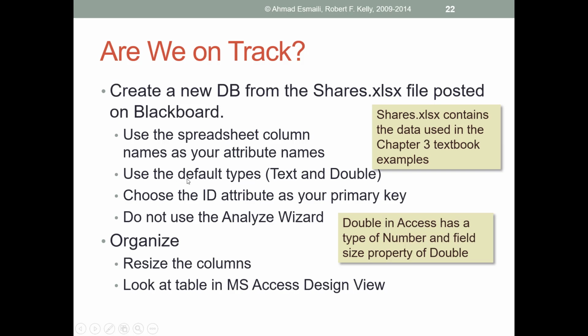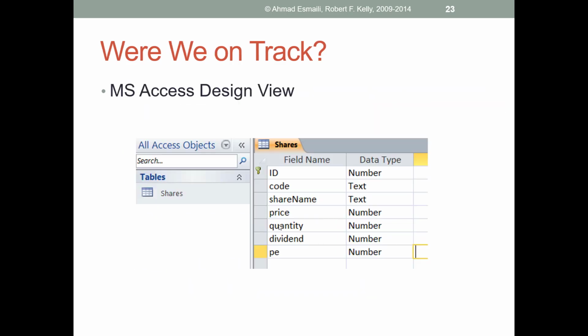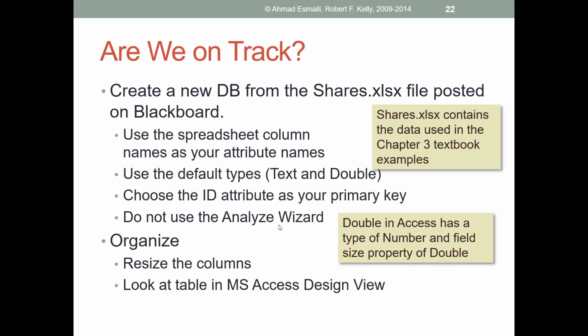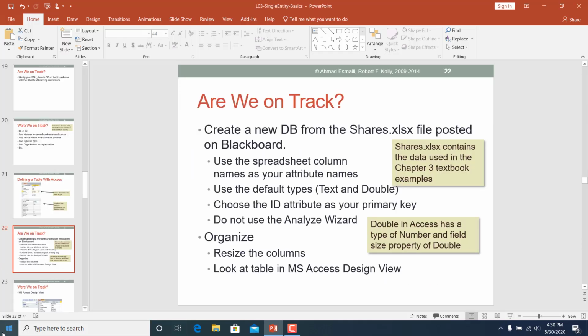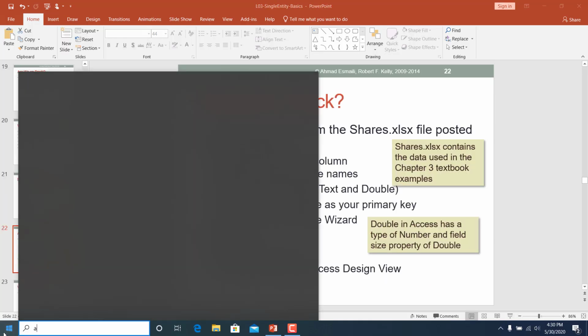So here we will not change anything. We'll let MS Access decide what is the best type to associate with each attribute, and we will use an ID attribute as our primary key. We will not use the analyze wizard. Okay, so let me do this and then we will do the remaining things. Okay, I will discard these modifications. Here I go. I should say access.